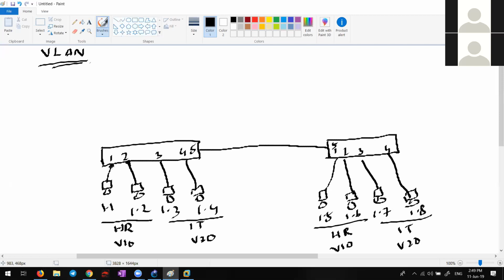My question was, 1.1 is not able to communicate to 1.5. Why? Because it's not sharing. What is not sharing? VLAN information. Who's not sharing? That switch. Why is it not sharing? Because there is no trunking protocol. The trunking protocol. No idea.